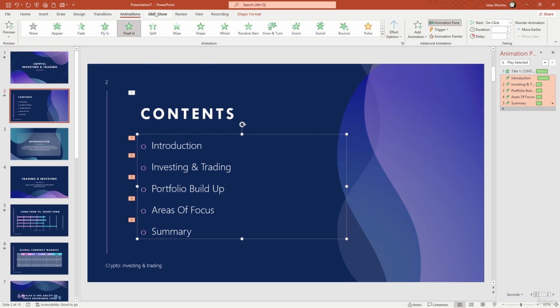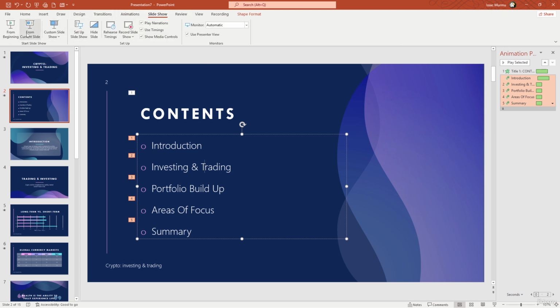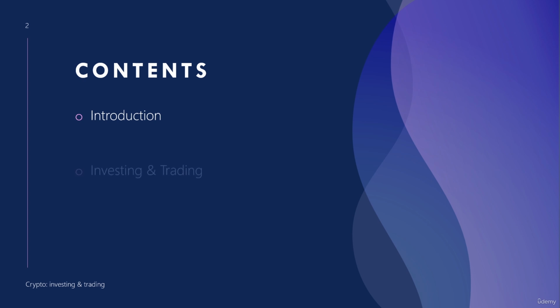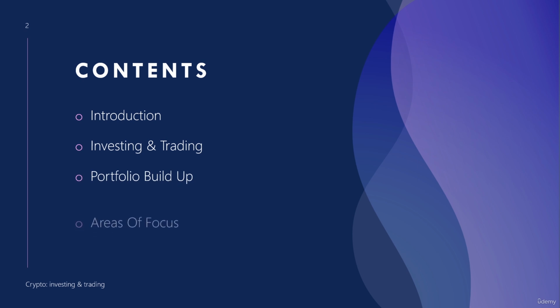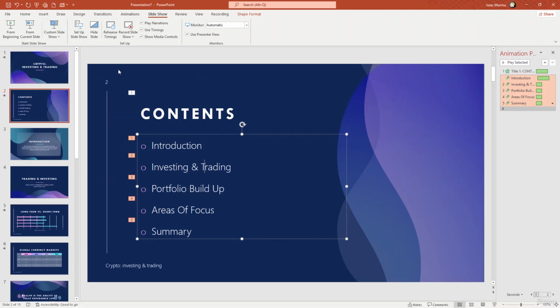So now let's go to the slideshow, and I'm going to use from current slide, so let's play it. Now it comes at the same time, with a slight delay in there. Okay, and that's it with the simple example I just used. So now let's move into our main slides.